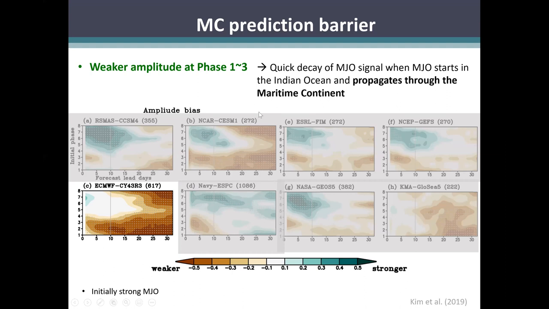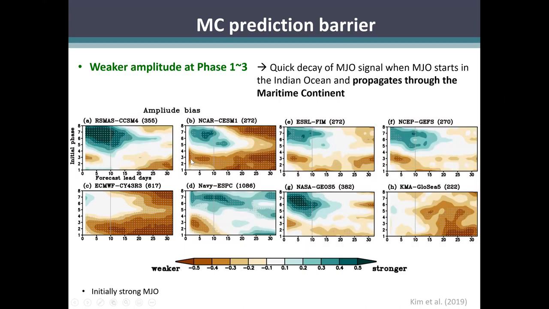That means there's a quick decay of the MJO signal when the MJO starts in the Indian Ocean and propagates through the maritime continent. And this is quite consistent among all models. Like here, NCAR CSM1 has also the same issue, and most of the models have this quick decay of the MJO signal.